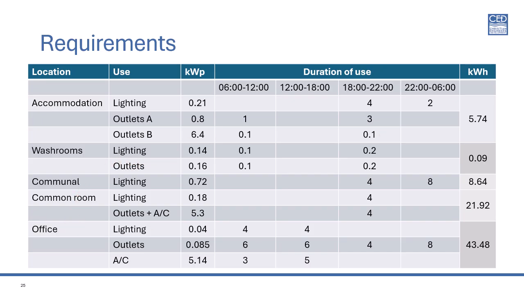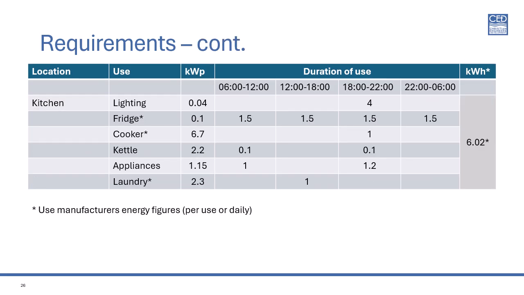Moving on to the next slide, we see a further breakdown of those items that are being used in the kitchen. The kitchen's interesting because not all the items are going to be consuming power all the time. So think about the cooker, which potentially consumes 6.7 kilowatts, but only whilst it's warming up. Once it arrives at the desired temperature, the thermostat trips, the heating element is switched off.